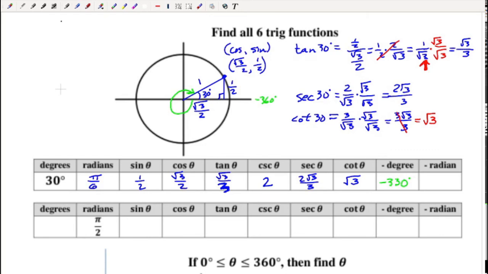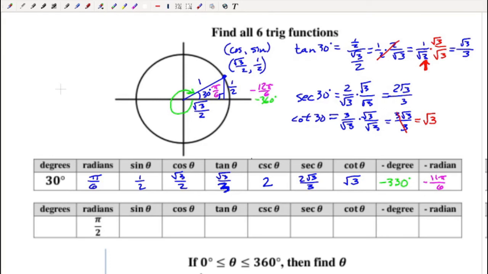And negative radians. Now I'm thinking, okay, all the way around, I want a denominator of 6. So this is going to be negative 12 pi over 6, negative 2 pi with a common denominator. And this is pi over 6. So I'm going to be short 1 pi over 6. So this is going to be then negative 11 pi over 6.